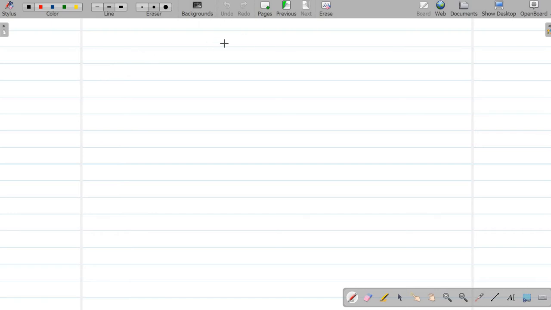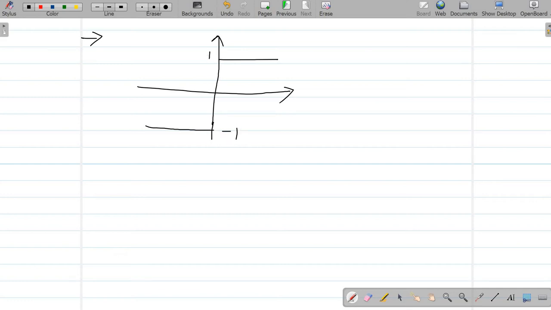Suppose we are having a function of this kind. So let us discuss the next problem. Suppose we are having a function something like this. So this is a signum function, in fact. We want to find out what is the even part of the above signal.